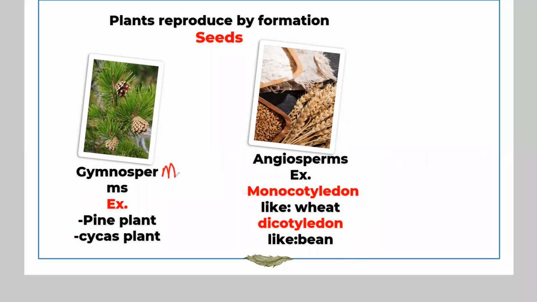Gymnosperm is a kind of plant that reproduces by forming seeds. These seeds exist within cones. Examples for gymnosperm are pine tree and cycas. And we have the other type of plants that reproduce by forming seeds, angiosperm. Examples for angiosperm are monocotyledon, like wheat, and dicotyledon, like bean. So again, gymnosperm: pine plant, cycas plant; angiosperm: monocotyledon, dicotyledon.